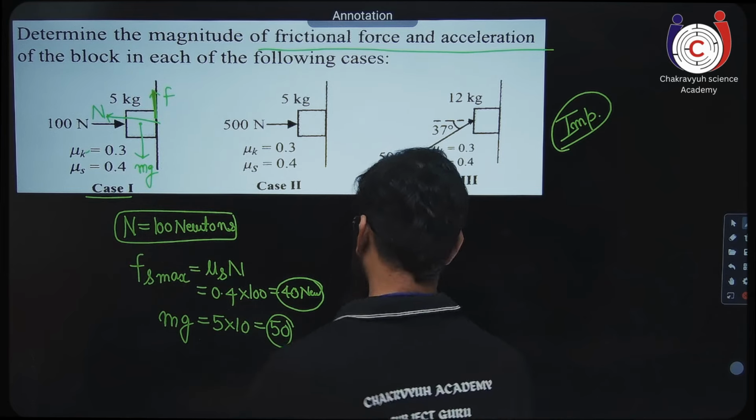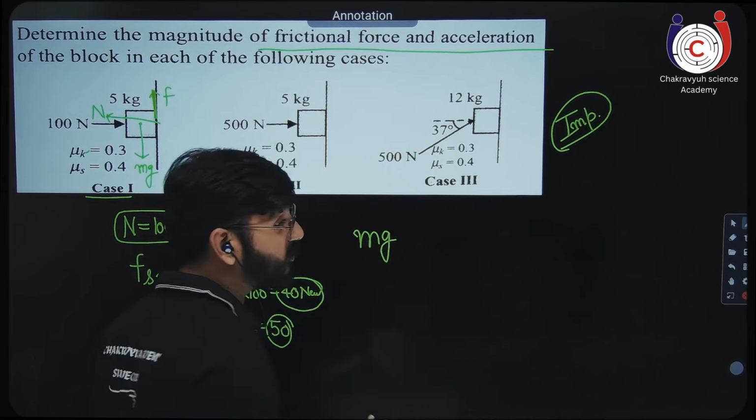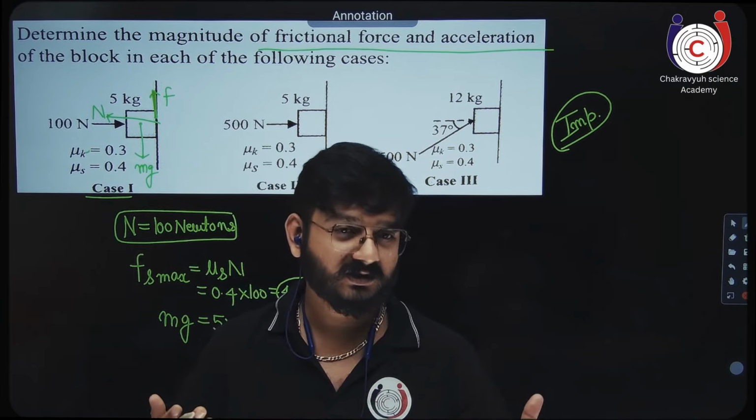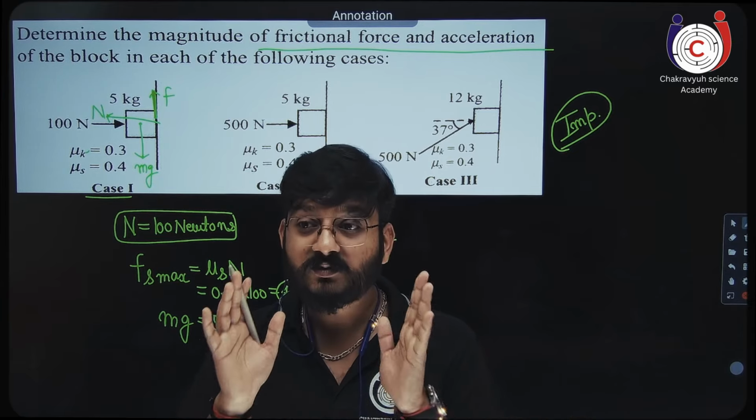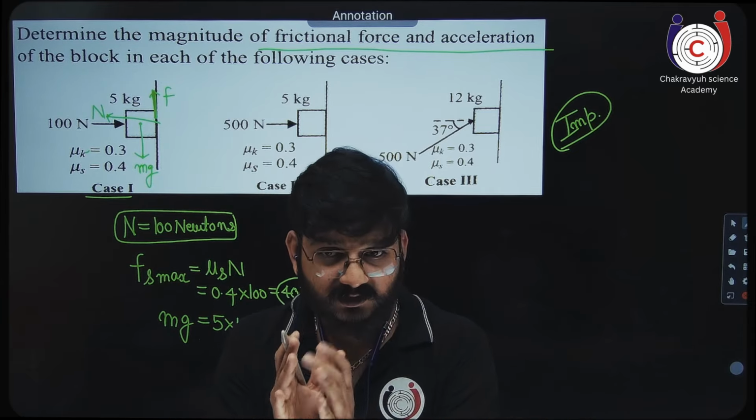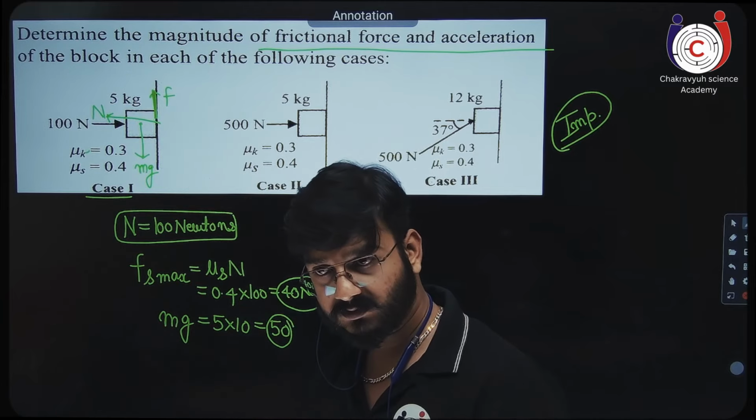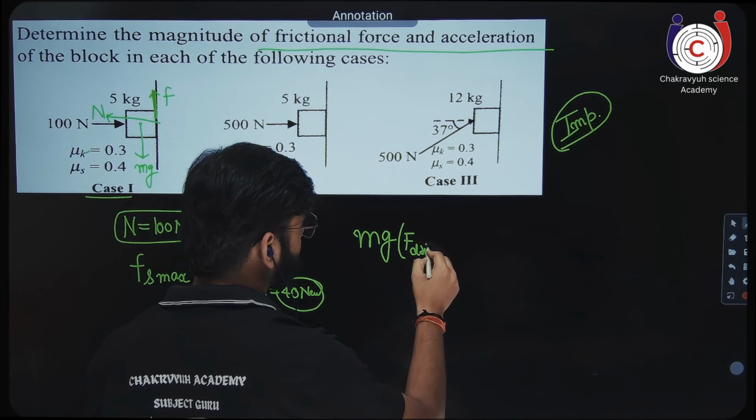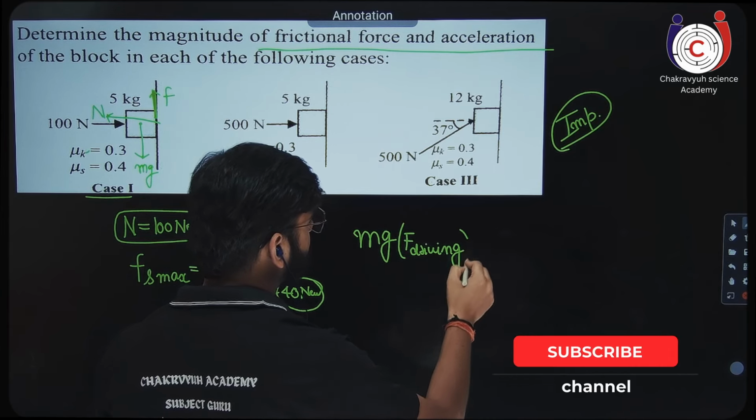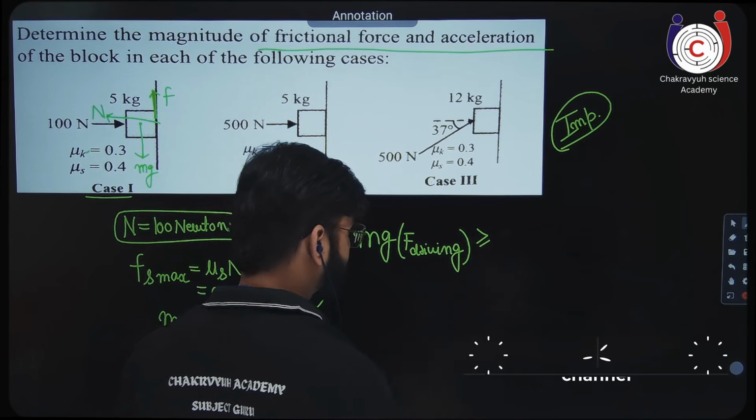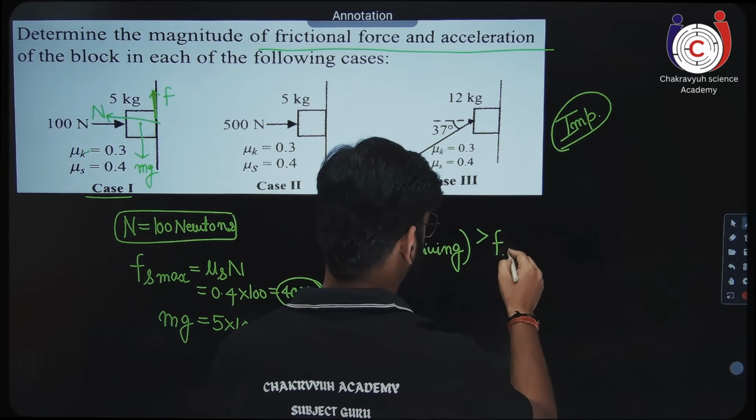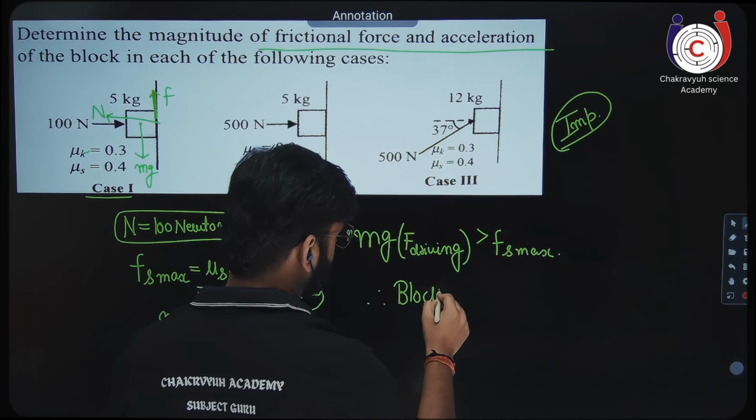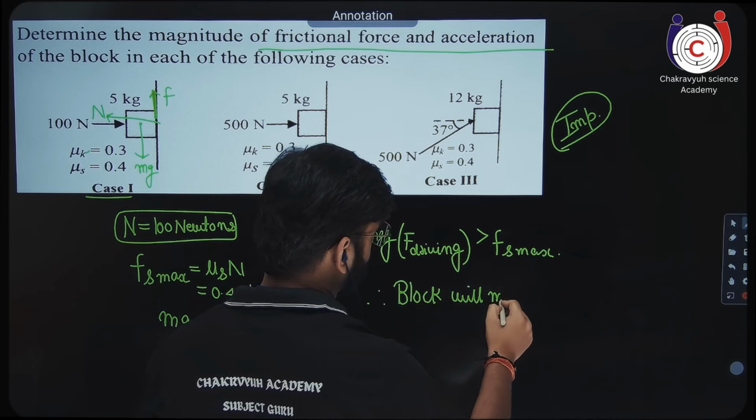Correct? So mg is the driving force. Some students start telling, sir, here mg is the driving force. When the system is horizontal, mg is not. You don't see mg and all. You see what is the force responsible for the movement. Gravity will move it down. Mg, or you can say in the bracket, driving force. Driving means which is making it move, is greater than Fs max. Therefore, block will move down.